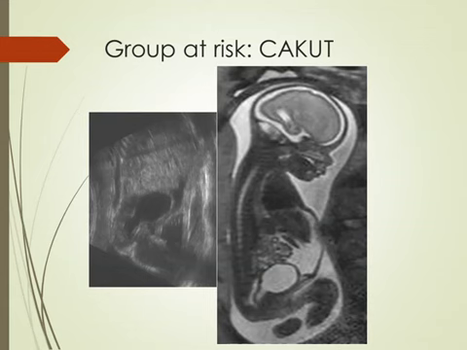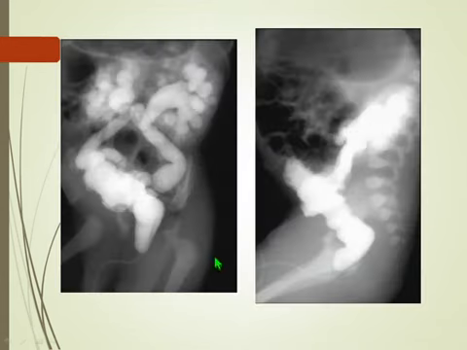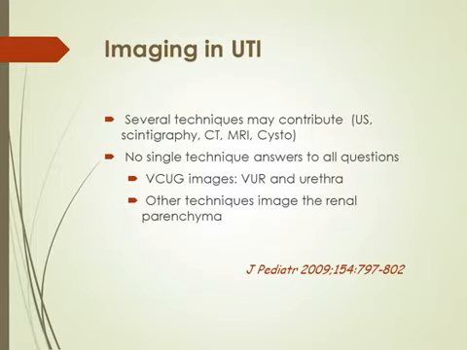So what is the group at risk? The group at risk is the group with CAKUT, congenital anomalies of the kidney and urinary tract, as you can see here in this fetus, who has ascites, a distended bladder, and a distended posterior urethra. This child has a posterior urethral valve, as you can see here, and bilateral reflux. This child is at risk of 5 to 10 urinary tract infections during childhood, so this has to be prevented.